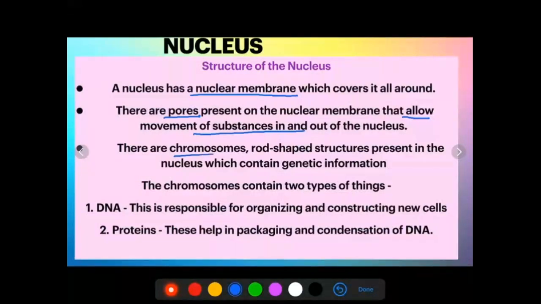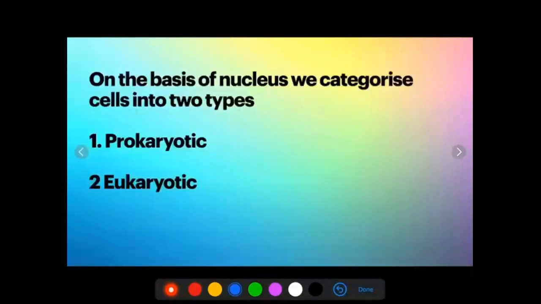Then, chromosomes are rod-shaped structures present in the nucleus, and they have the genetic information. The DNA is a very important molecule, and chromosomes are made of DNA and proteins. On the basis of the nucleus, we categorize the cell.